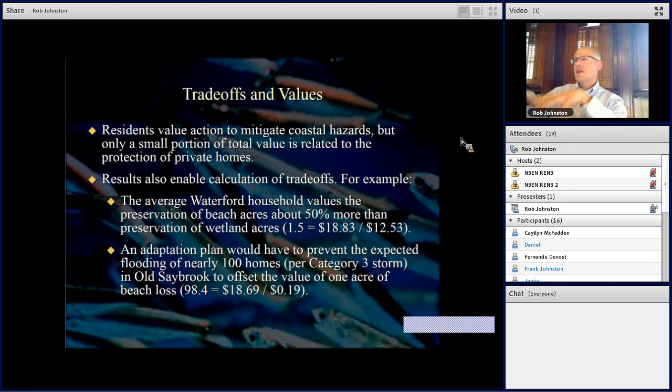Another thing you can do is you can calculate trade-offs, right? So, for example, maybe you don't care about those money values, but maybe you care about, for example, how many beach acres you would have to protect to make it worthwhile to lose a wetland acre. Right? What's that trade-off, right? And it turns out it's about 1.5, right? So you can do that as well, right?